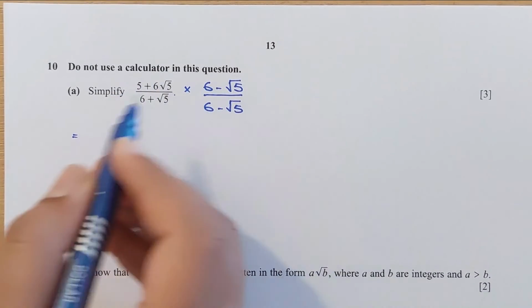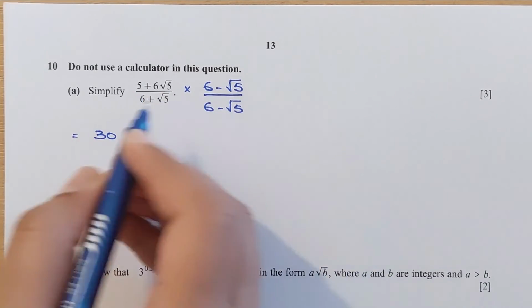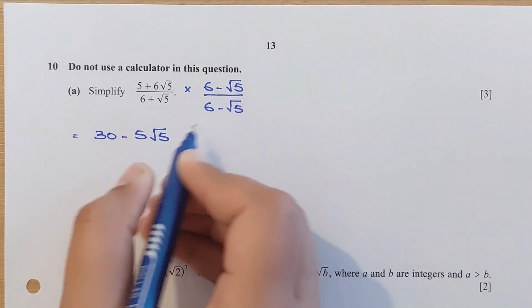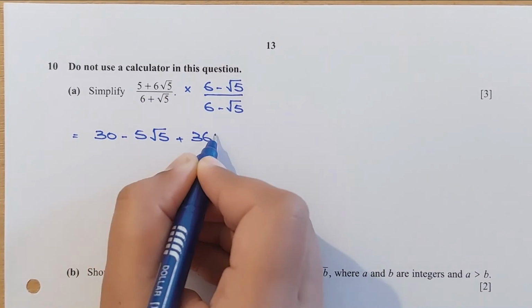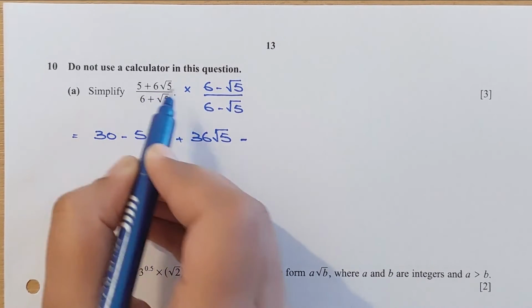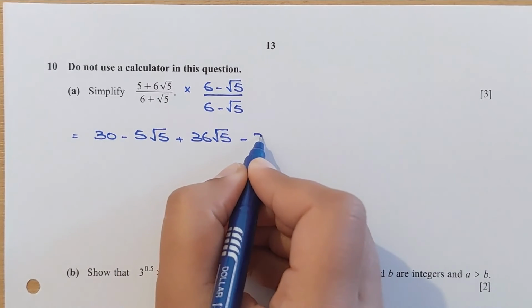Okay, do the product. So 5 times 6 is 30. 5 times minus square root of 5 is minus 5 square root of 5. 6 times 6 is 36, and minus 6 square root of 5 times square root of 5 is just 5, and 6 times 5 is 30.